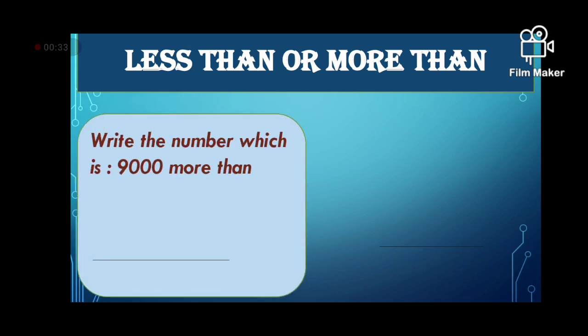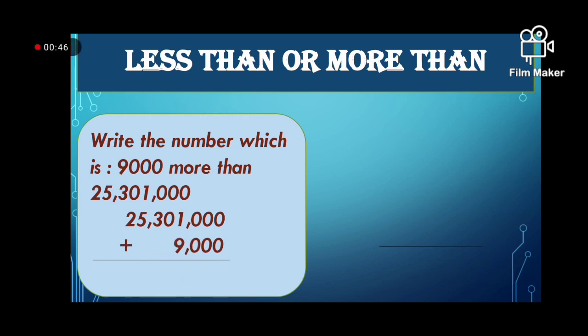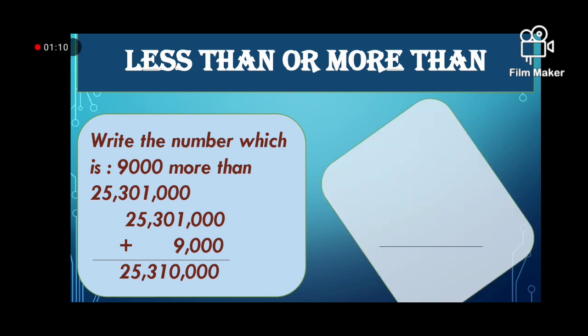Write the number which is 9,000 more than 25,301,000. First we will write them vertically and then add, because we have to find the number which is 9,000 more than, means we have to add 9,000 in 25,301,000. When we add, then we will get 25,310,000.